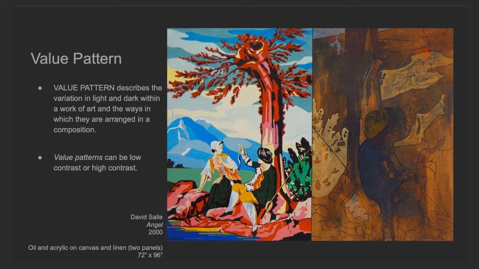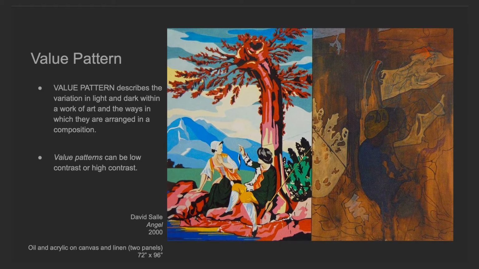Value pattern is the way in which value is organized in an artwork. So what we're looking at here is an artwork that's divided by two, left side and right side, and the right side is all low value and low contrast. It's lower value because it's darker, but more importantly, it's low contrast because there's not much of a difference between the lightest lights and the darkest darks.